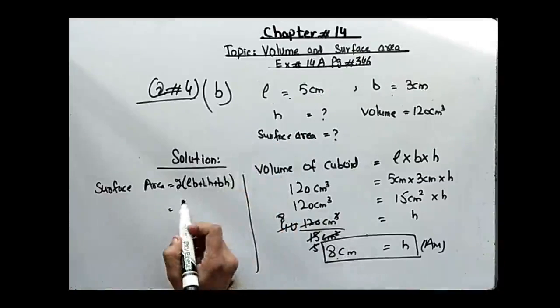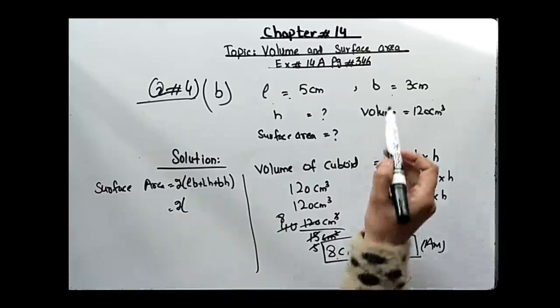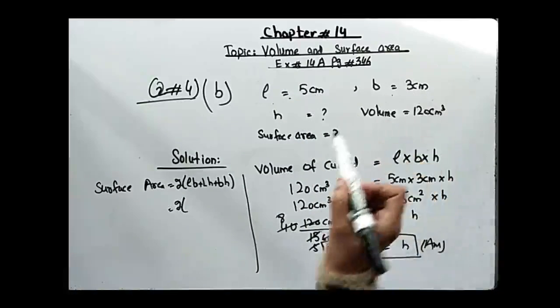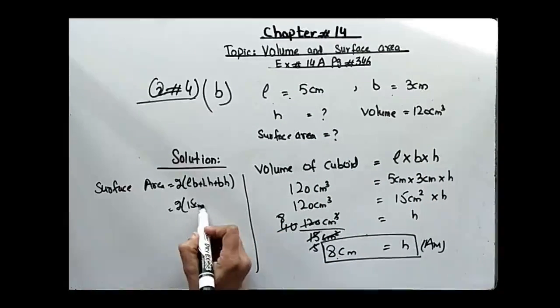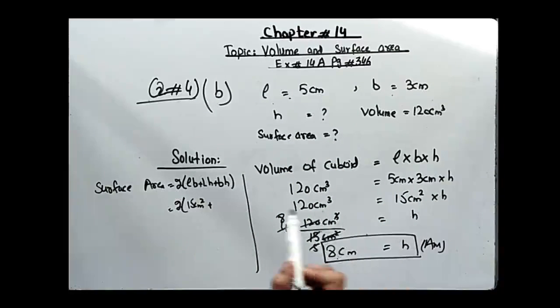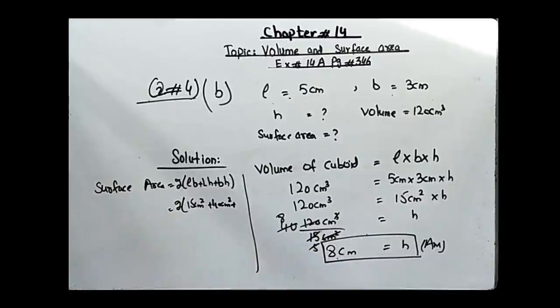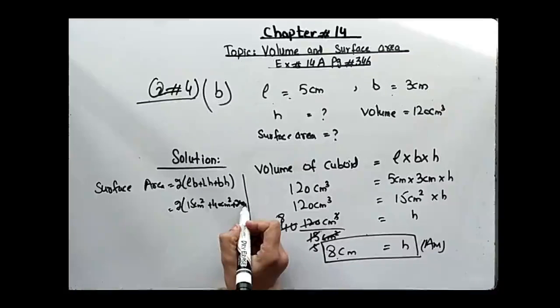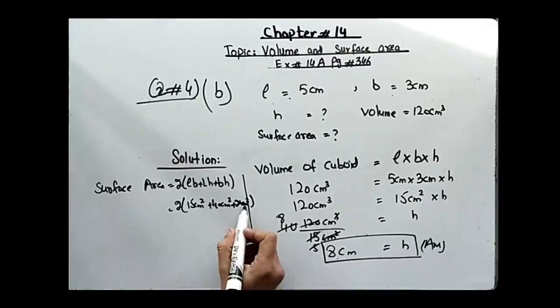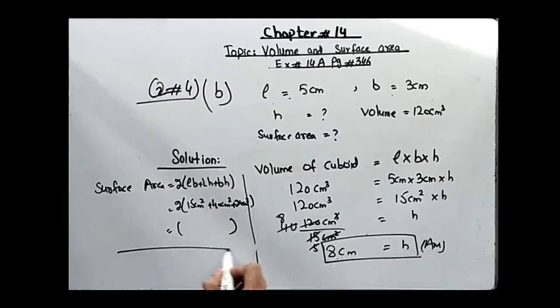So you will put the value of length. Length is equal to 5 centimeter, and then what is the breadth? B, 3 centimeter. So 5 multiply 3, 15 centimeter square, plus length is equal to 5 and h is equal to 8. 5 8s are 40 centimeter square, and plus breadth is equal to 3 and height is equal to 8. 3 8s are 24 centimeter square. Then add all these numbers and then multiply with 2. You will get the final answer. Got it, beta? Okay, complete this question in your notebook.